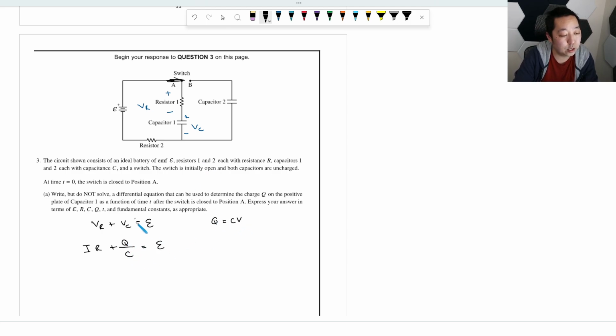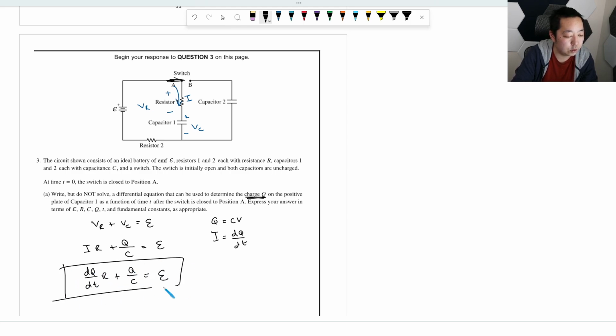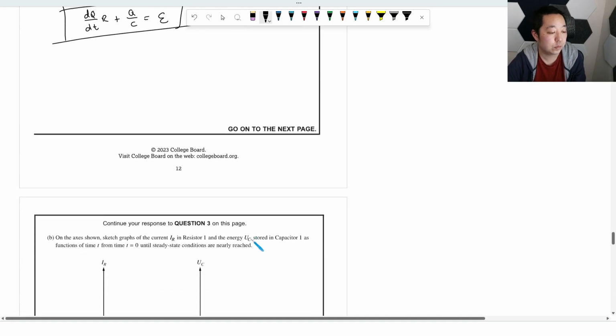And so you want a differential equation in terms of Q, right? So how is I related to Q? It's dQ/dt, because the current is coming in and it's positive, since positive current would add charge here. So it's increasing charge. So you'd say dQ/dt times R plus Q over C is equal to epsilon. And that would be our differential equation for Q.